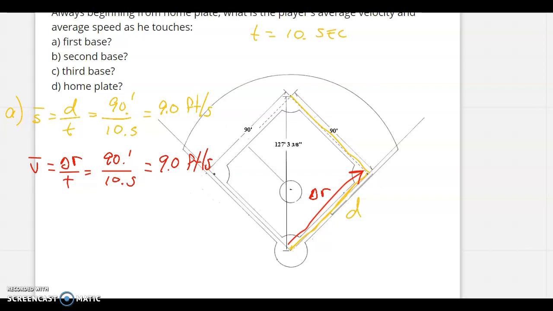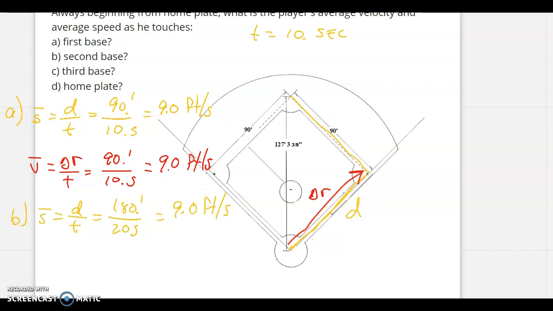Okay, so now for part B, the average speed, distance divided by time, well, they've gone 90 and 90. They've gone 180 feet. But it took 20 seconds to do that. And so it looks like that's still going to be 9 feet per second.